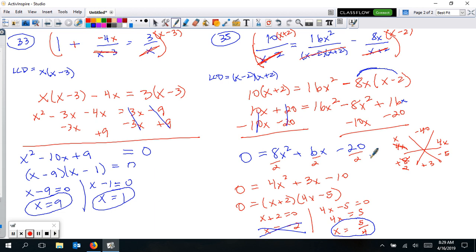So multiple choice, I'm sure they would probably include both of those on one of the multiple choices to trick you, or see, do you understand excluded values to know that you can't keep that one. This would be an extraneous solution here.